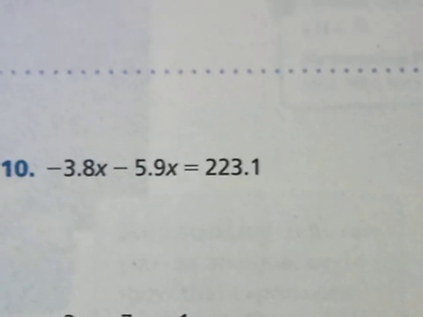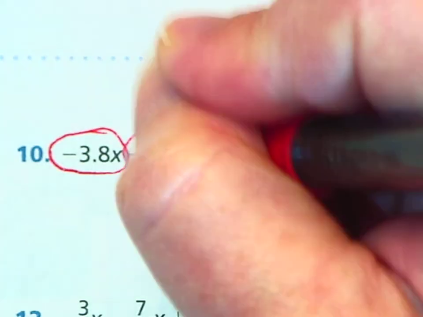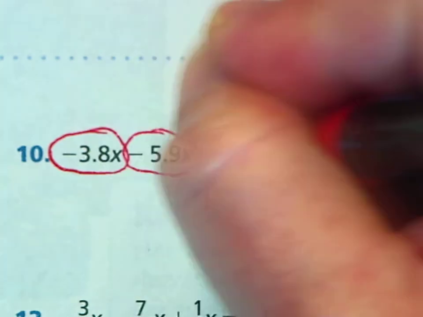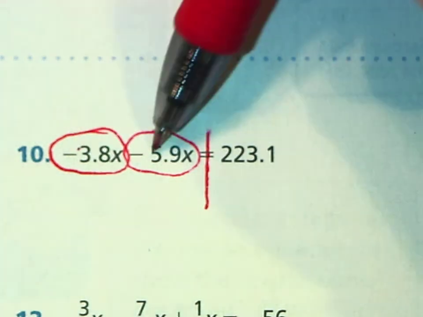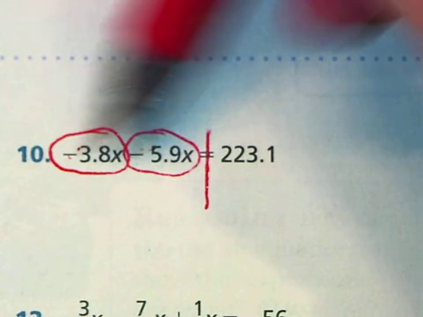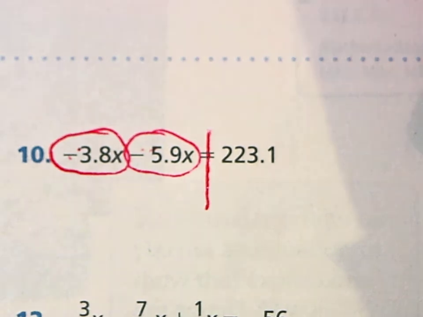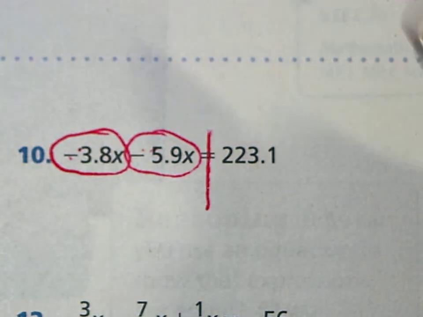Okay, let's look at one more. Let's take a look at this one with some decimals. So here are my two sides of my equation. So I have this that has an x and I have this that has an x on the same side. So I need to combine those like terms. Now look at the signs, folks. They're the same sign. They're both negative, same sign.